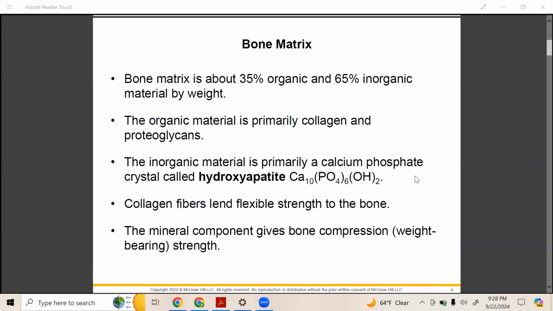Of course, we said collagen fibers give a lot of flexible strength to the bone, and it resists that tension or stretch component. And then we have our mineral aspect that gives the bone a lot of compressive force or strength against our weight bearing. And if you remember back from our previous chapter, we said that one thing bone is not good at is resisting torsional force or a twisting force.